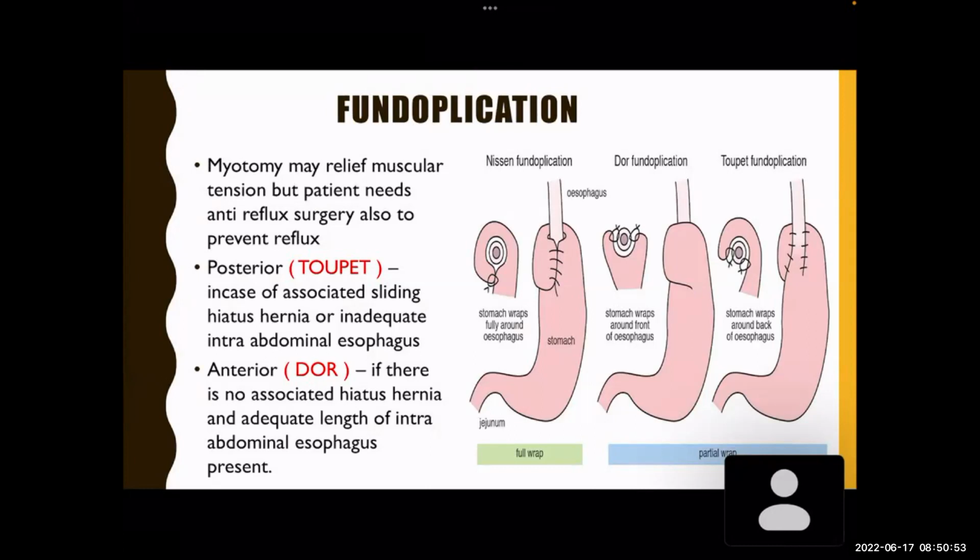If there is no associated sliding hernia or hiatus hernia, and there is an adequate length of intra-abdominal esophagus, there should be a minimum of 1 centimeter of intra-abdominal esophagus. In case of achalasia cardia or any motility disorder, at least 2 to 3 centimeters of intra-abdominal esophagus should be there. So if there is adequate intra-abdominal length, then we can go for anterior Dor fundoplication.